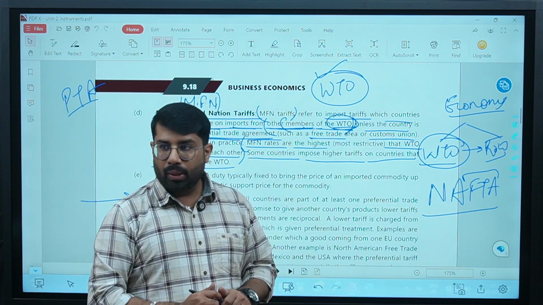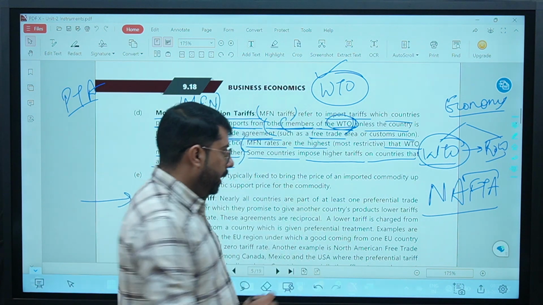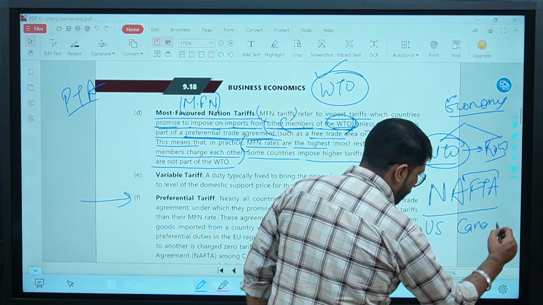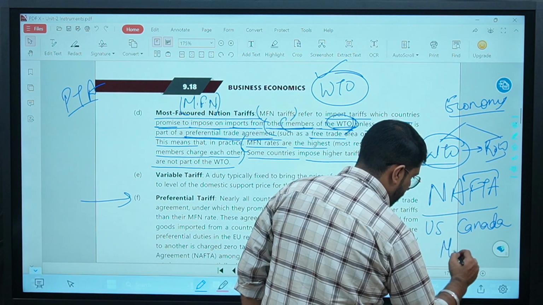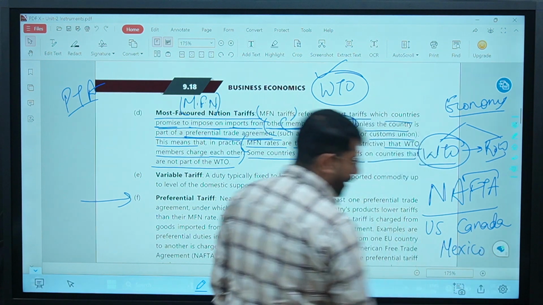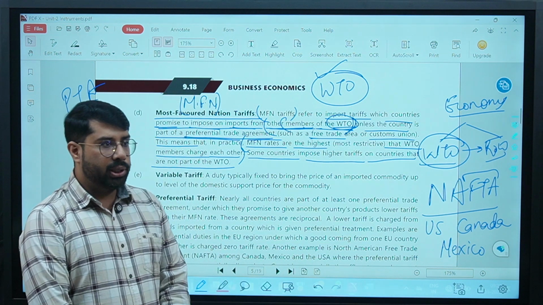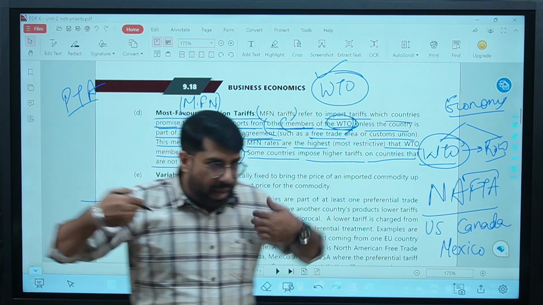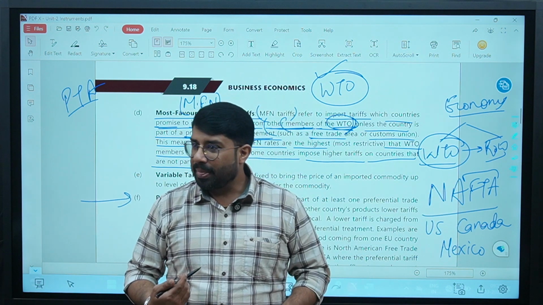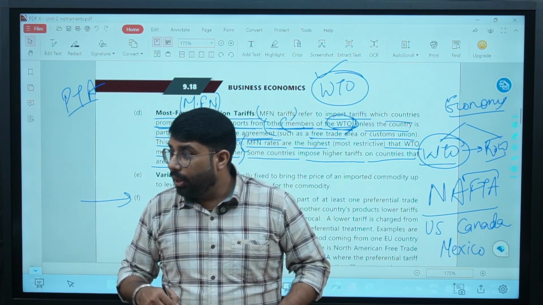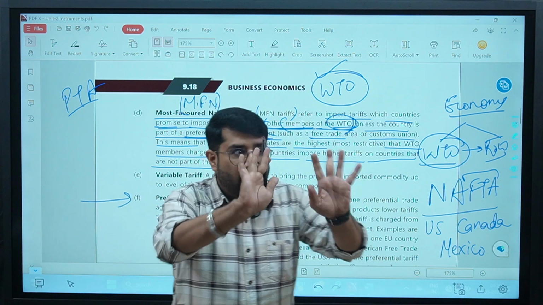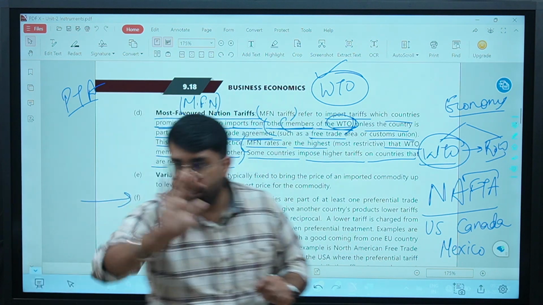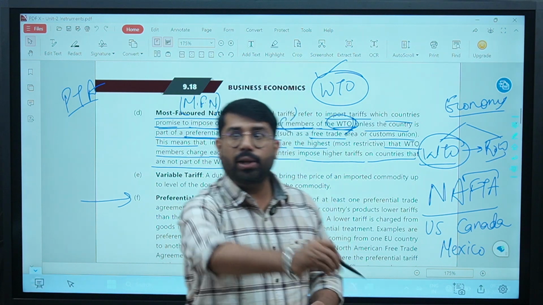NAFTA. This agreement is between the US, Canada and Mexico. These three countries, US, Canada, Mexico. Now what have these countries decided? That although we are members of WTO, look at me carefully, we are members of WTO, but let us make a preferential trade agreement.